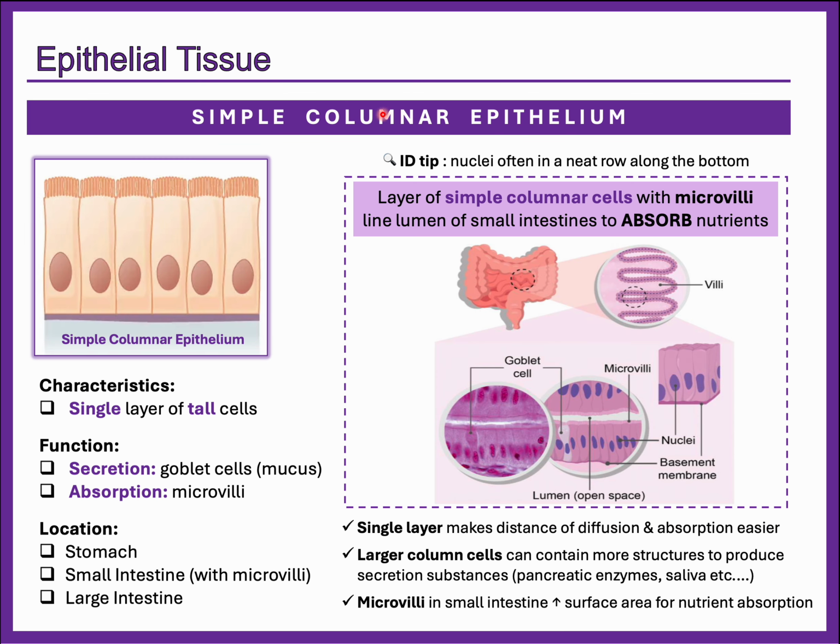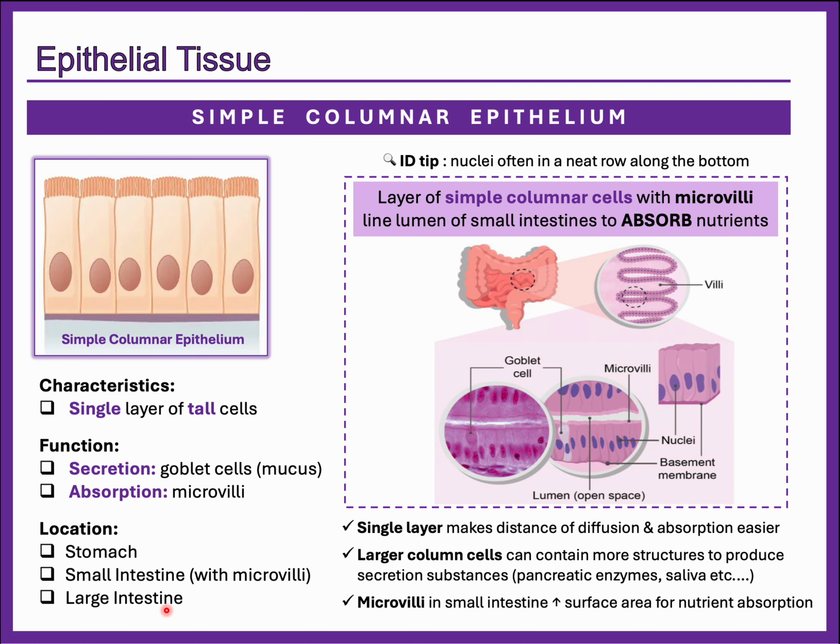Next one is simple columnar epithelium. This is a single simple layer of tall cells, right? Their function is to secrete things oftentimes or absorb things. We're going to get to this in a second, okay? Where do we find these? We find these in the GI tract mostly. The stomach, small intestines, large intestines.